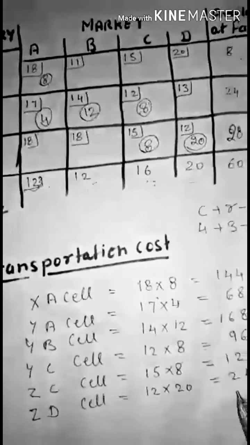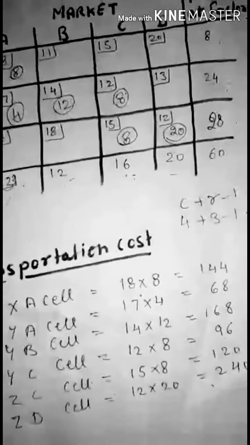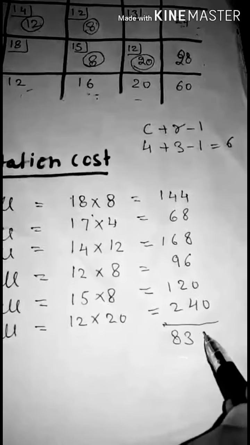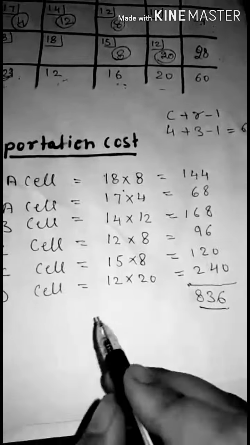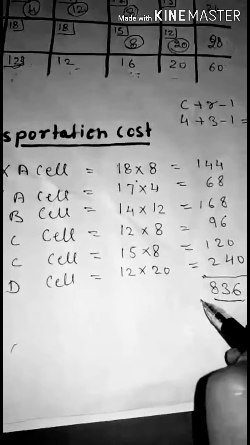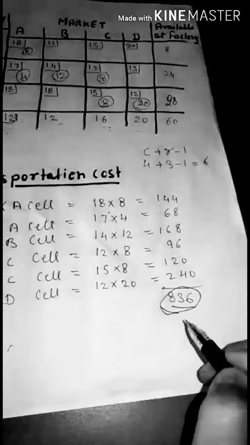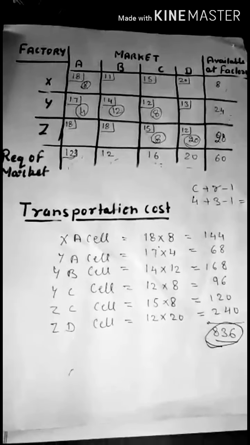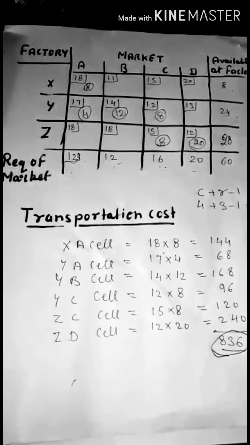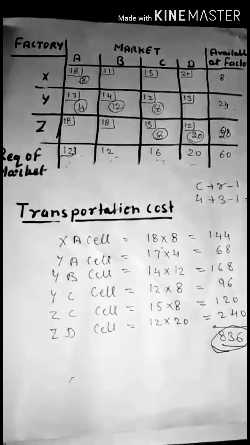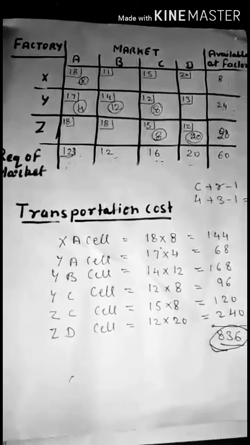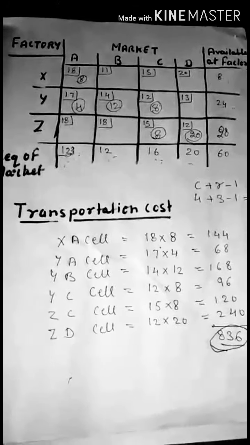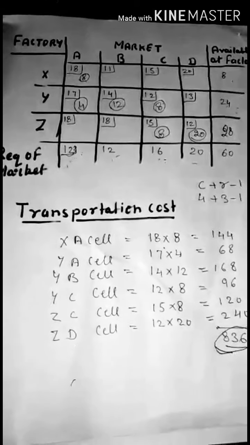Total of all of these equals 836. That is our total transportation cost. Student, this is the method to solve the northwest corner method in transportation problem. I hope you all understand how to solve the problem.